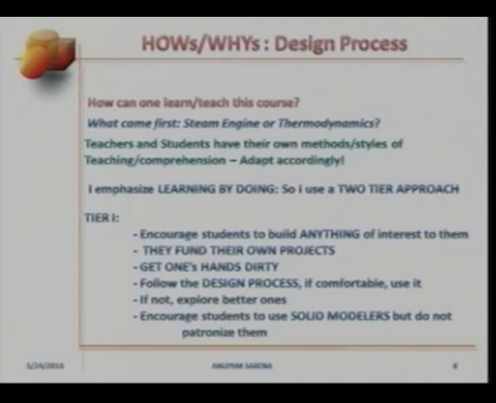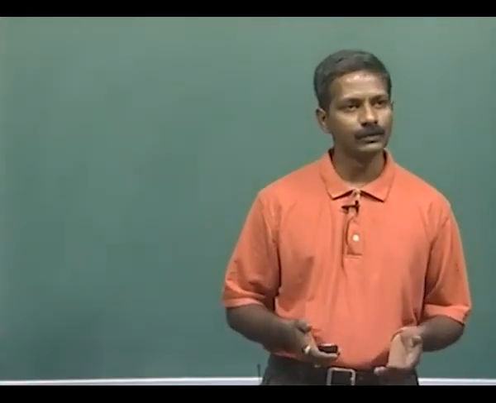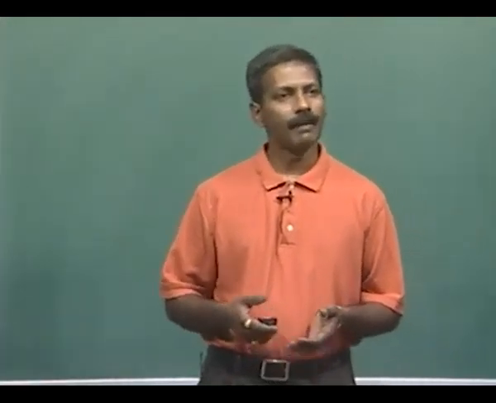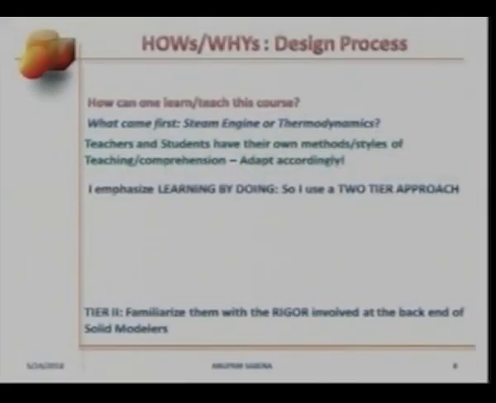They can follow the design process that we had discussed or use an alternative design process if they are not comfortable with this design process. I encourage my students to also use solid modelers, but I personally do not patronize any commercial solid modeling software. In the second tier, I try to familiarize my students with the rigor and the mathematics involved at the back end of the existing commercial solid modelers.